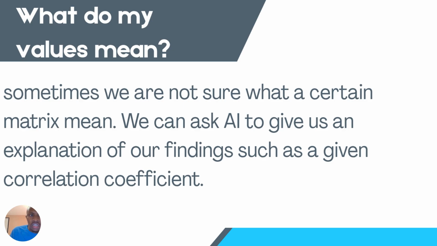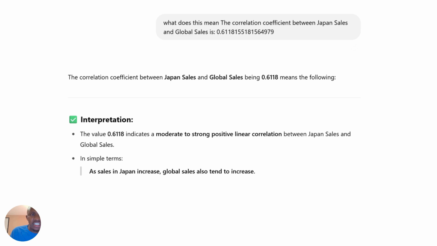You can actually ask ChatGPT what your correlation coefficient means. So I did that and asked what this means. The correlation coefficient between Japan sales and global sales is 0.61. It means that the value 0.61 indicates a moderate to strong positive linear correlation between Japan sales and the global sales. So those are a few things you can do, and it will make your analysis both quick and fun.